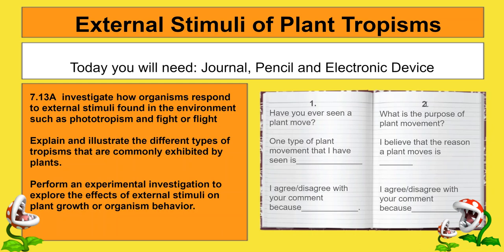The second choice is, what is the purpose of plant movement? Why is it necessary? The sentence stem that you will use is, I believe that the reason a plant moves is, and you'll complete that sentence. Again, you will either agree or disagree with a comment of a fellow student. All right, well, that concludes the introduction of external stimuli of plant tropisms, and we will continue to learn about them.